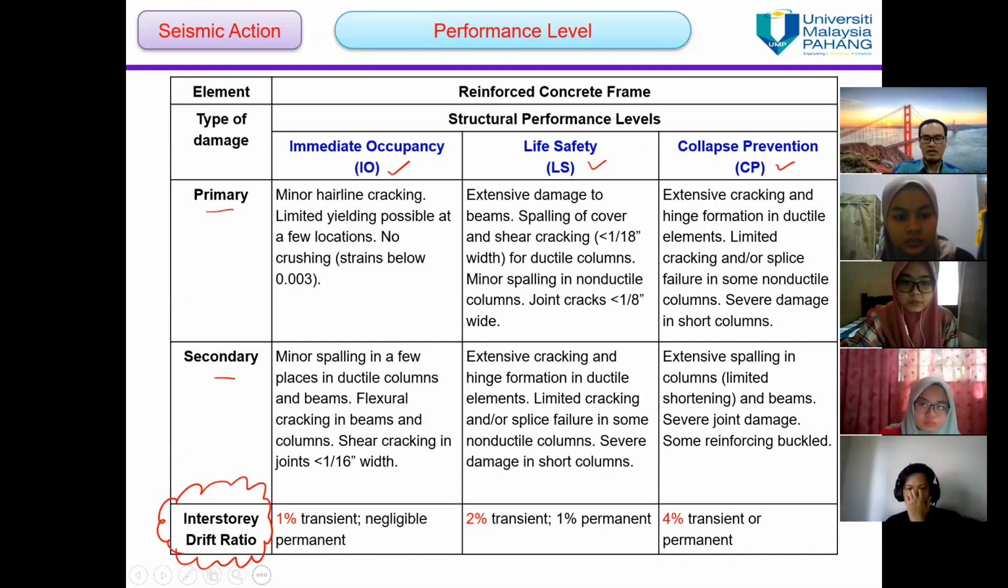If we look at the interstory drift ratio, the immediate occupancy performance level will be 1% transient interstory drift ratio, 2% transient and 1% permanent for life safety performance level, and 4% transient or permanent for collapse prevention. So you can read what happened on the column, on the beam, and what happened on the concrete cover.